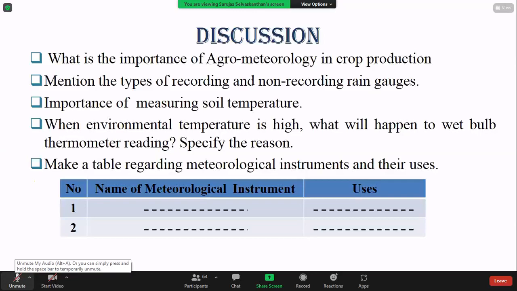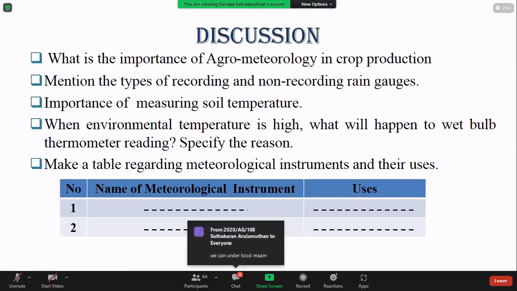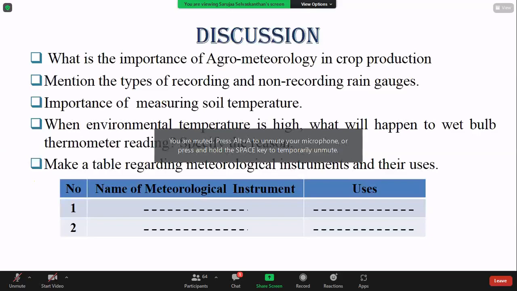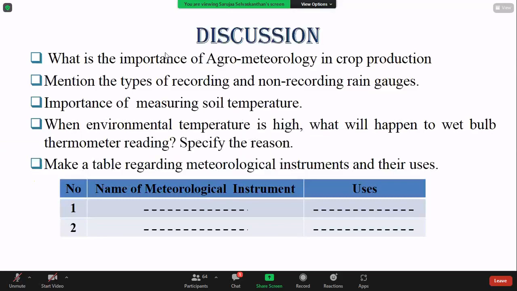Okay, ma'am. There are so many members, but a response from only a particular one. Okay, thank you. If you have any doubt, you can tell me. Understood? Okay.